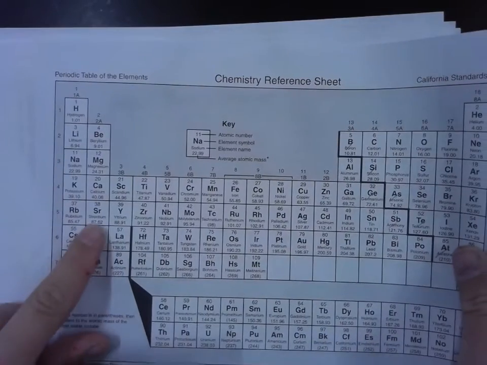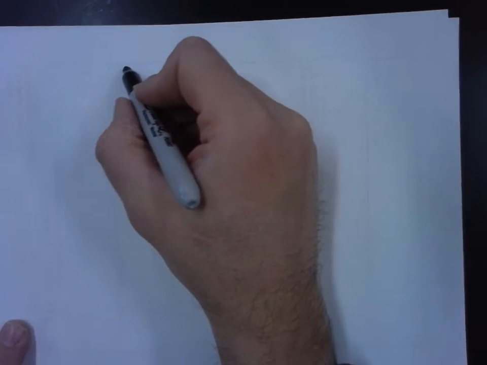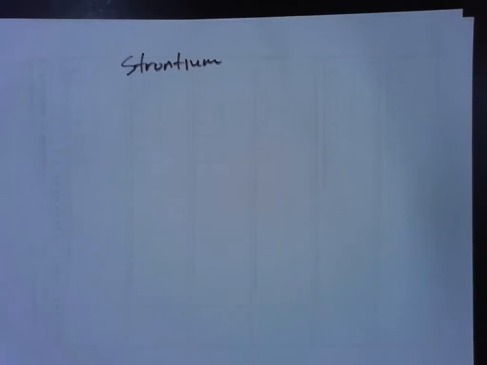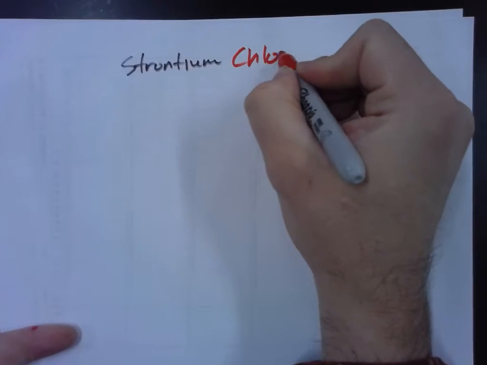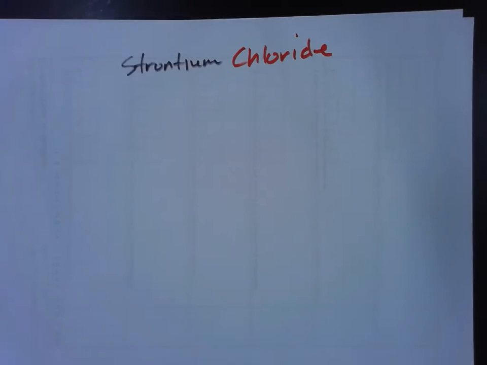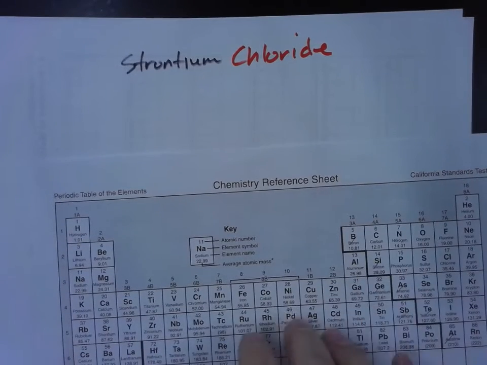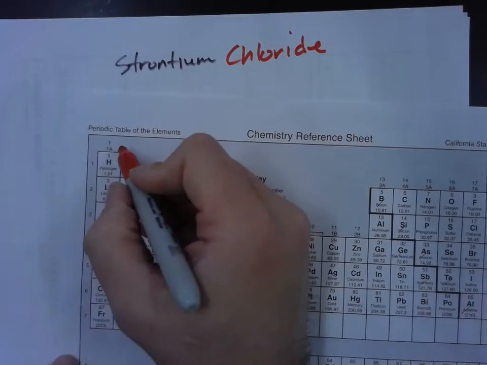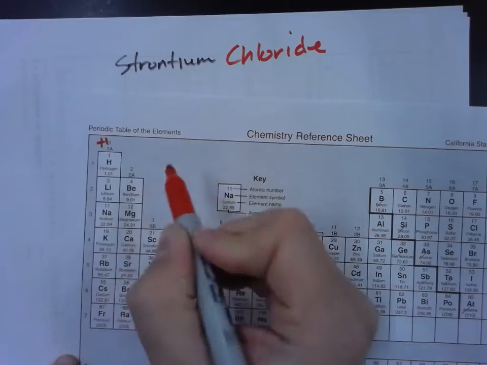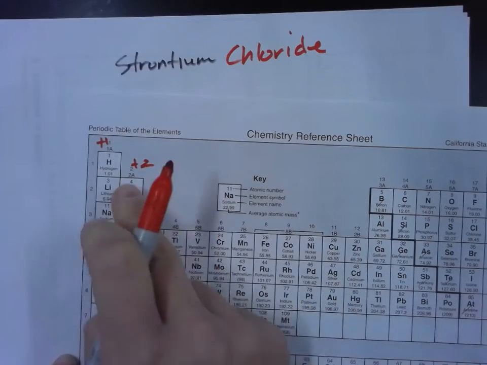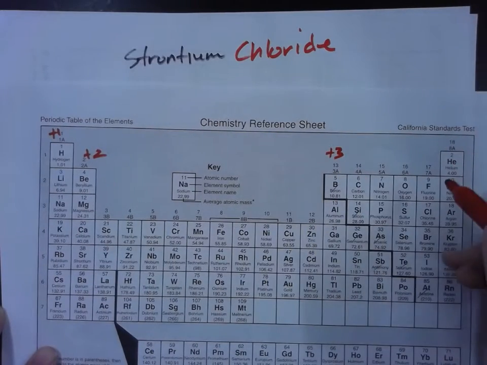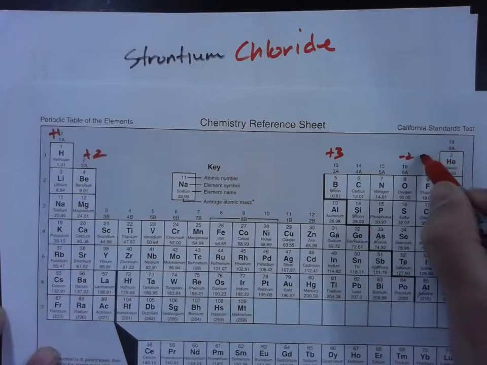So let's try one with strontium. Strontium chloride. Let's do that one. So again, look on your periodic table and let's see if I have a pen. I don't have a pen. Okay, you can just make a little note. These form +1. That forms a +2. Everything in this column here, +2. Over here, +3. Skip that. And then that's -2, -1.